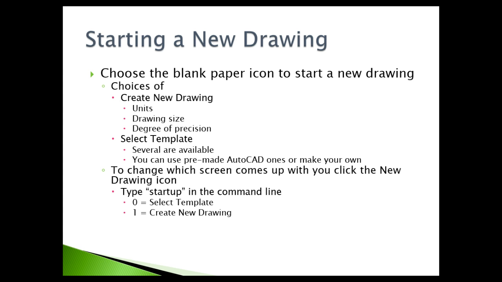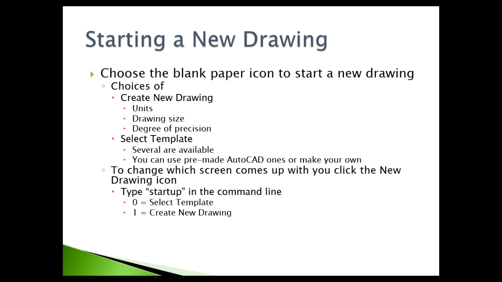on in class. So when we start a new drawing, there's some different things we can do. We can create a new drawing based on units and drawing size and degree of precision, or we can select from a template. So there are several templates that are pre-installed in AutoCAD, but what we're going to do today is kind of make our own. And AutoCAD has these things called system variables, and there's a whole bunch of them. We're going to learn about one today called Startup.